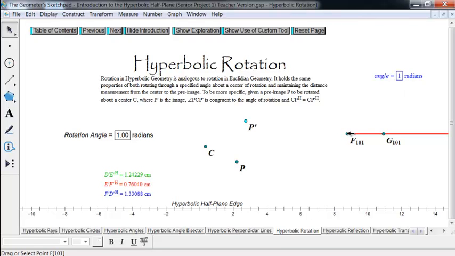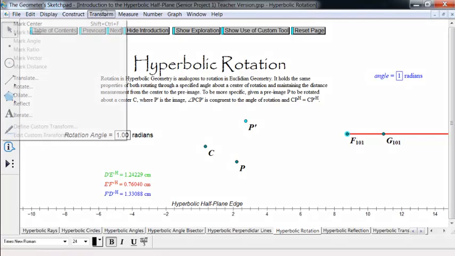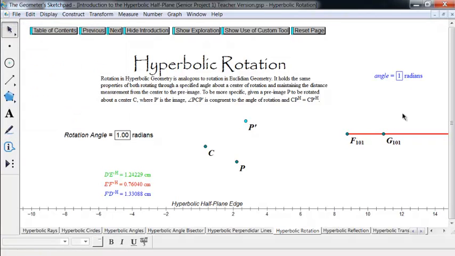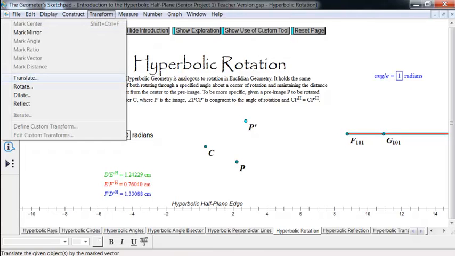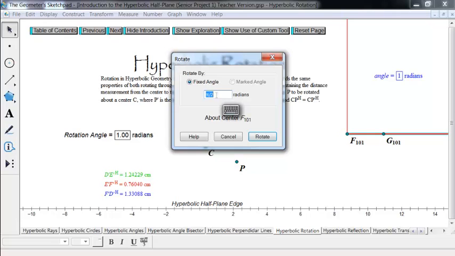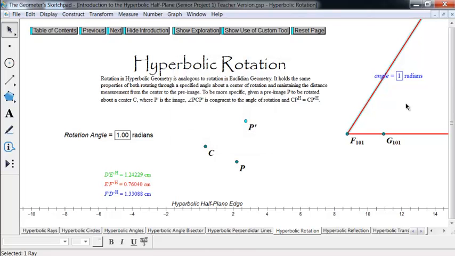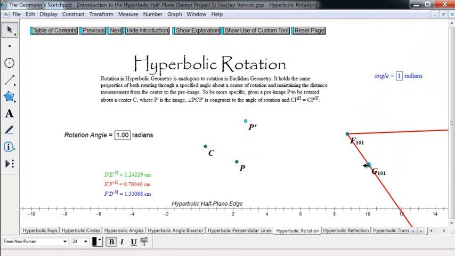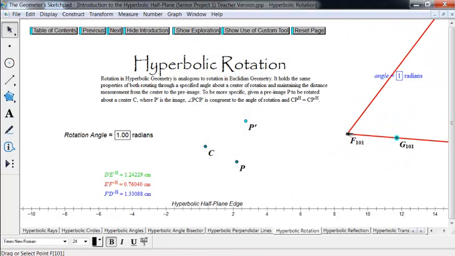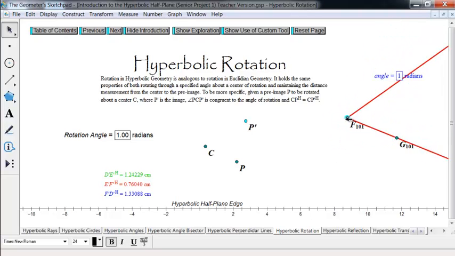So what you do is you select a point that's going to be the center, and we say transform, mark center. Now we select the ray that we want to rotate, and we say transform, rotate. At this point I can put in a specific angle and it will be that, or I can click on that angle and use that marked angle, or I can mark the angle before I do this. And now I'll rotate. So now there's an angle of 1 radian, no matter where I put it.